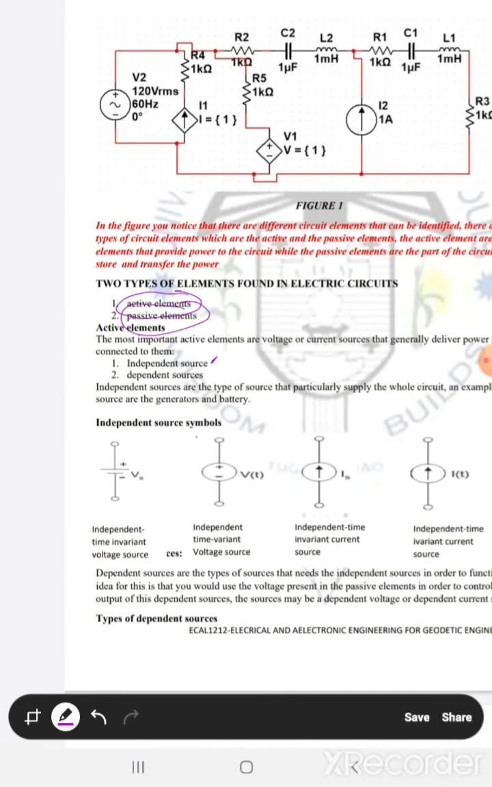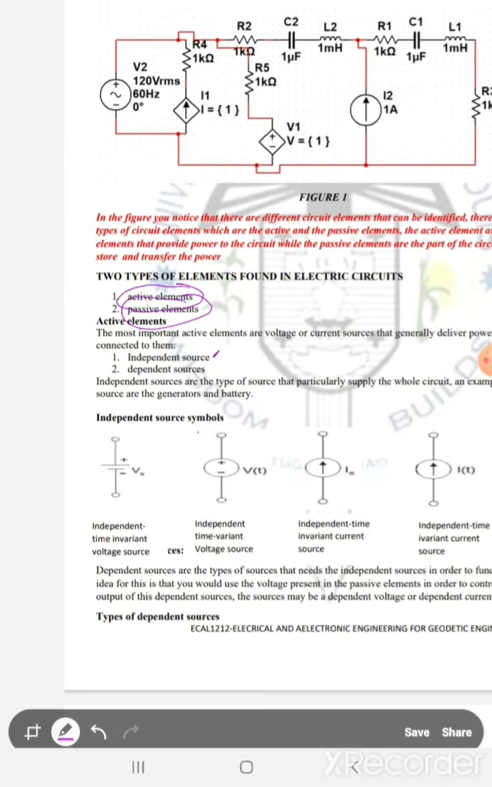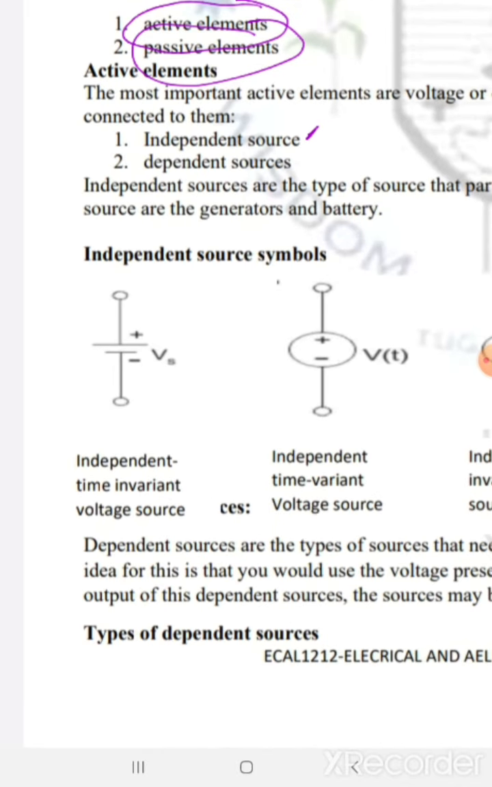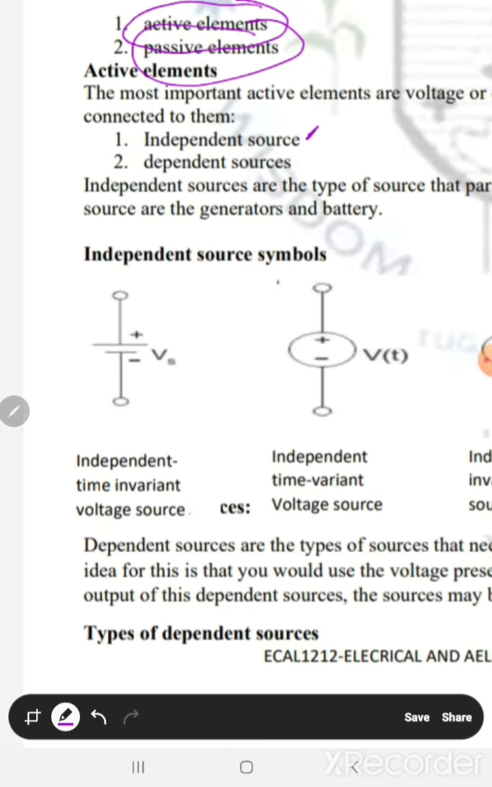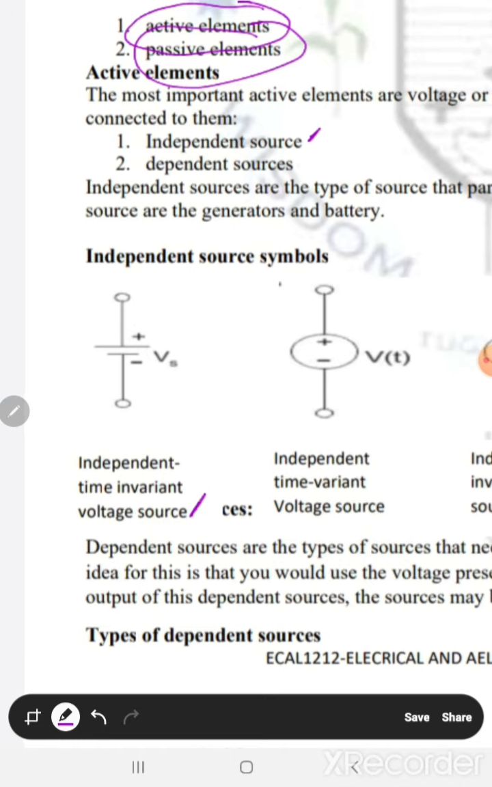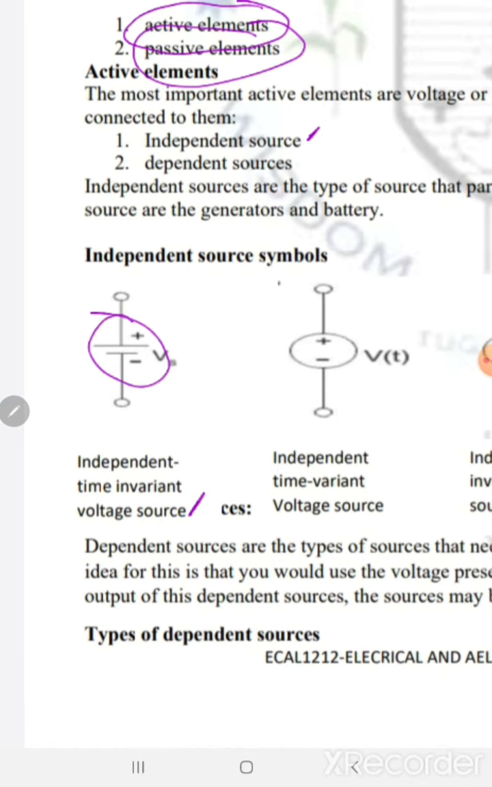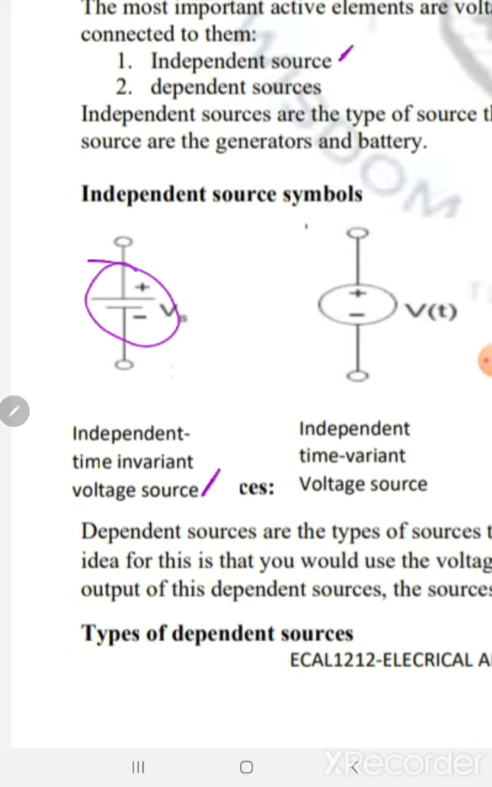Actually, your independent source has two variants. You have your independent time invariant voltage source, wherein it is not dependent on time. Actually, this is constant. Pag napapansin nyo, this is also the symbol for cells. But you may write it as simple as positive, negative.